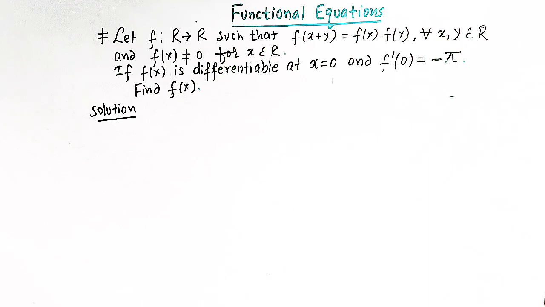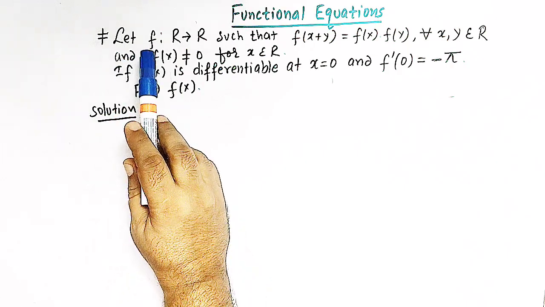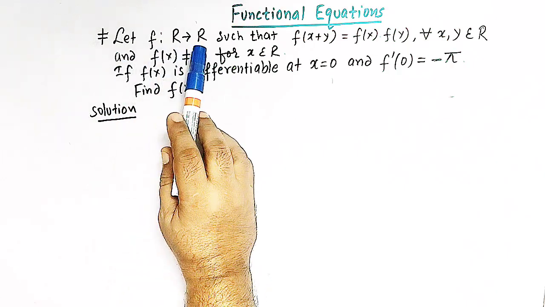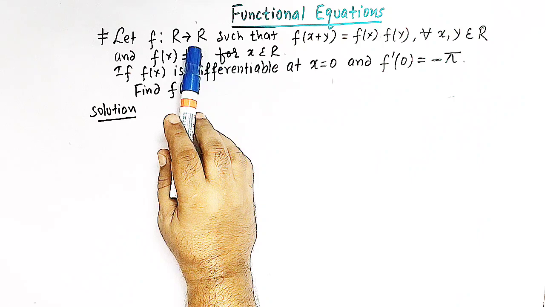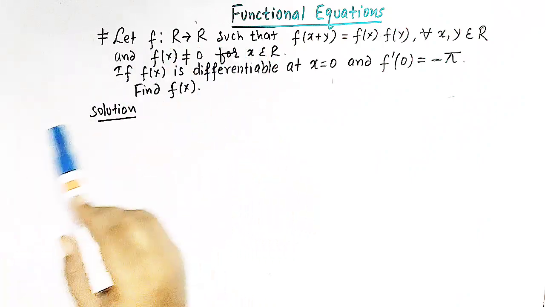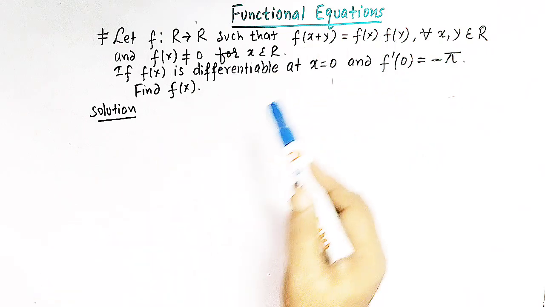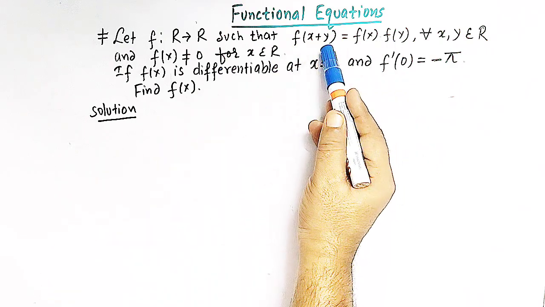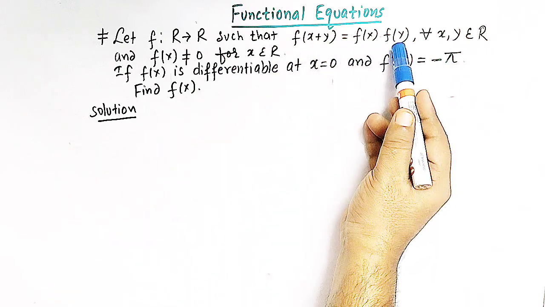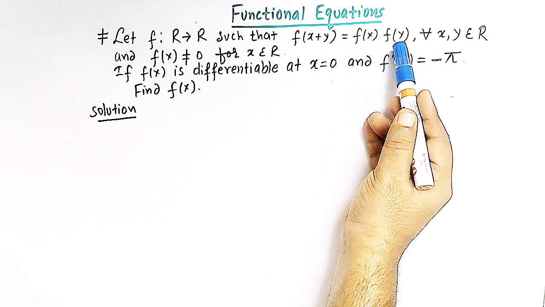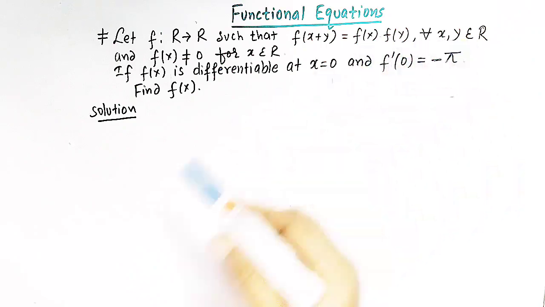are going to discuss this problem in which we are given a function f from R to R, where R is the set of real numbers, and this function f satisfies this functional equation, that is f of x plus y is equal to the product of f of x and f of y for all values of x and y belonging to the set of real numbers.